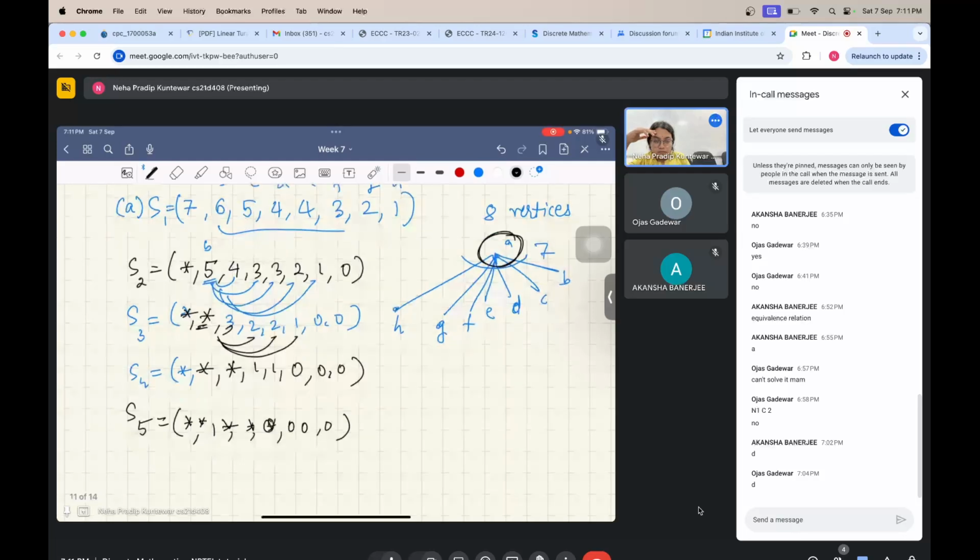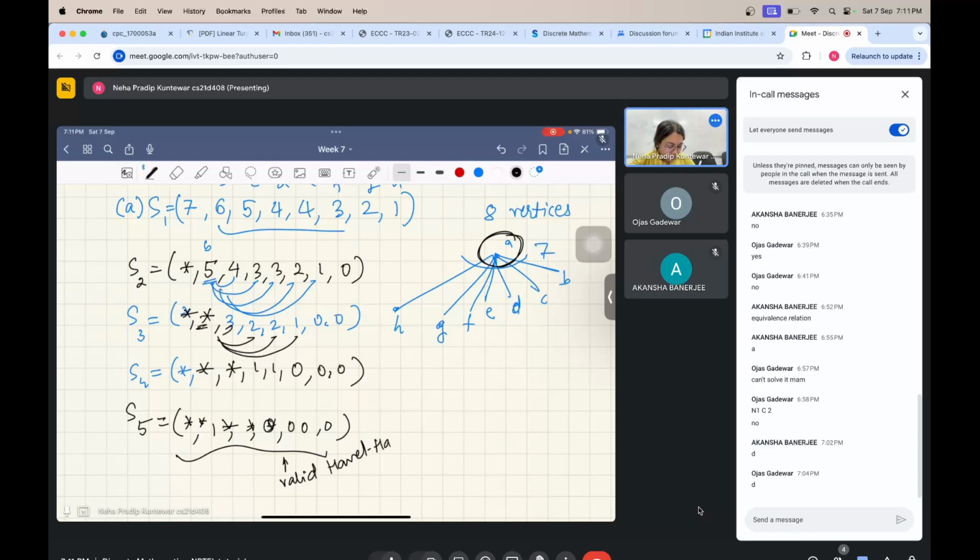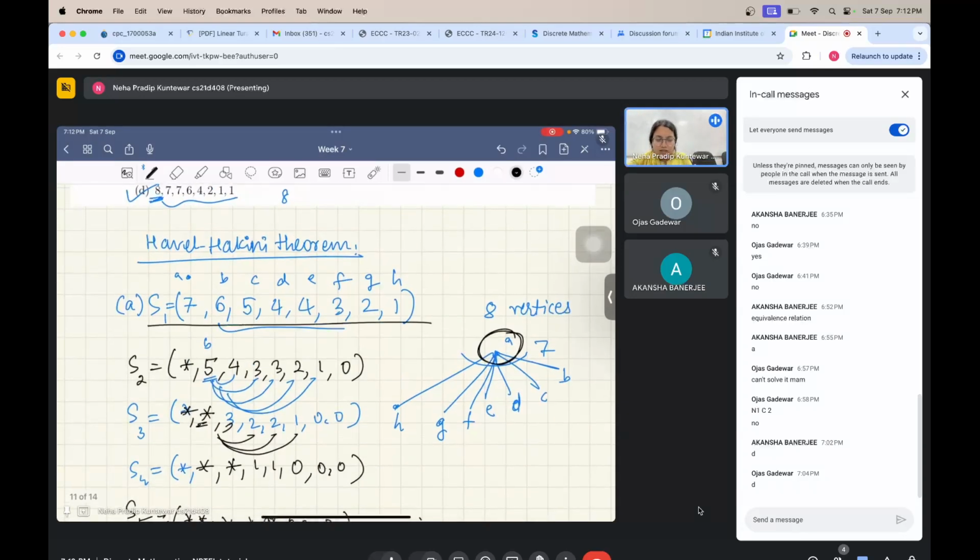So now what this tells you is if you reach a sequence which is just composed of stars and zeros, then this is a valid Havel-Hakimi sequence, and therefore inductively the same argument holds. So since this is valid, this is also valid, and therefore this is valid, and so on. So can you construct a graph now? Given this sequence, can you construct a graph which satisfies this sequence?